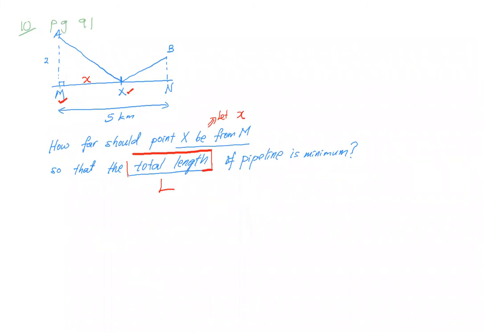So now my issue is the length. So the total length of the pipeline is AX plus XB. Agree with me? Yes. So if I write AX as this, do you know what am I doing? I'm using Pythagoras theorem.